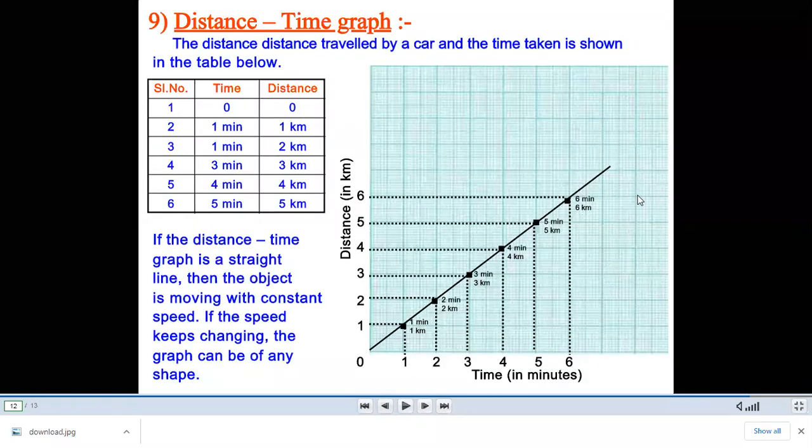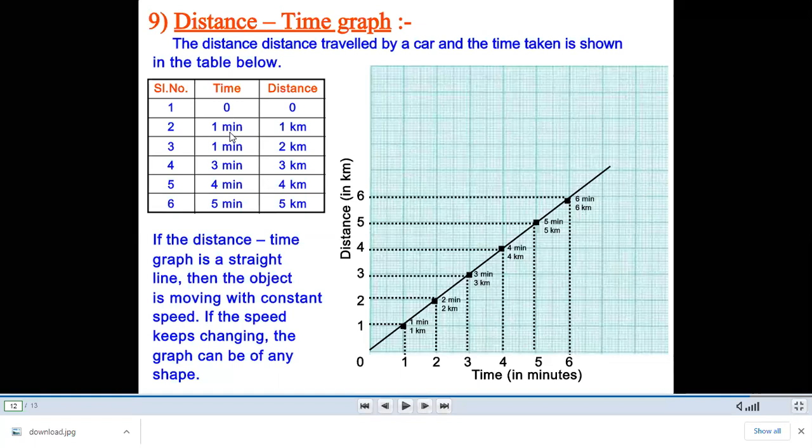Very important: the distance time graph. In a distance time graph we are using distance and time, and we have to keep in mind that on graph paper we have one horizontal component and one vertical component. Time you will always use on the horizontal, that is along the x-axis. If the distance time graph is a straight line, then the object is moving with constant speed. If the speed keeps on changing, the graph can be of any shape.